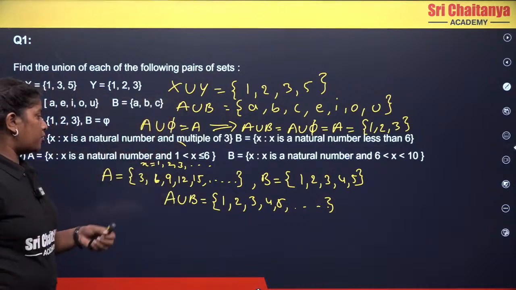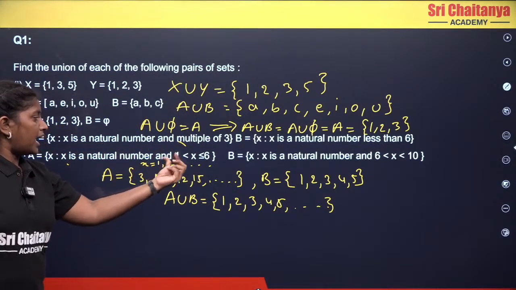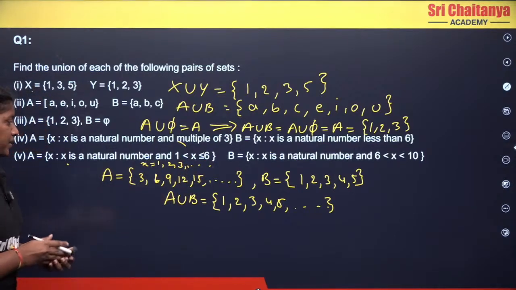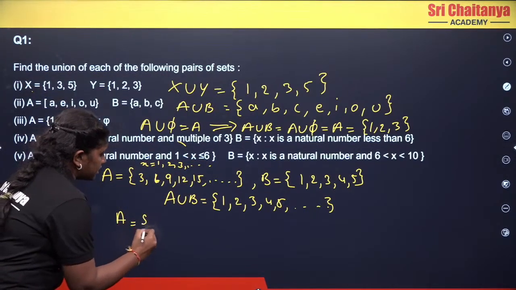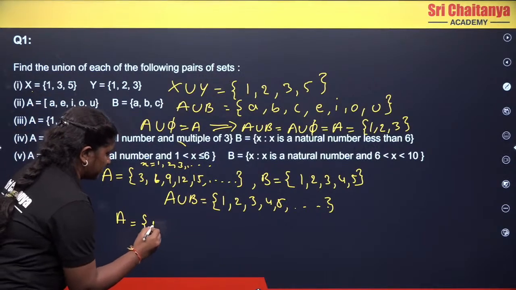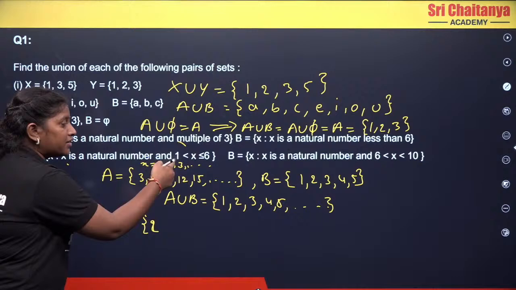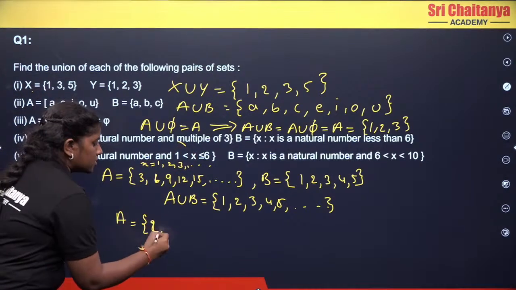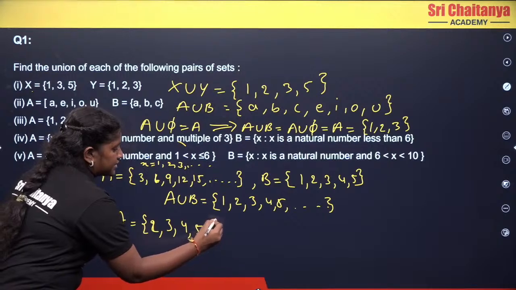Okay. Now moving to the next. A is the set of x, where x is a natural number and it lies between 1 and 6, and it is equal to 6 also. So that becomes A equals the set of, we are not going to consider 1 because it should be between 1 and equal to 6. So it is 2, 3, 4, 5 and 6.